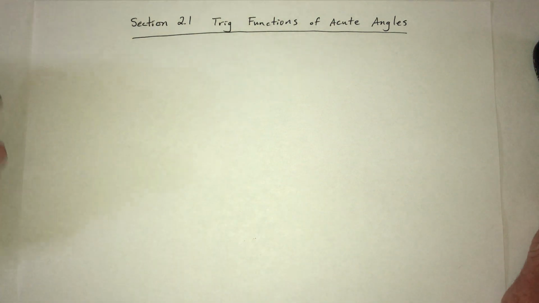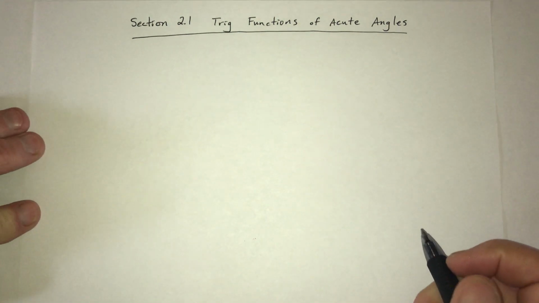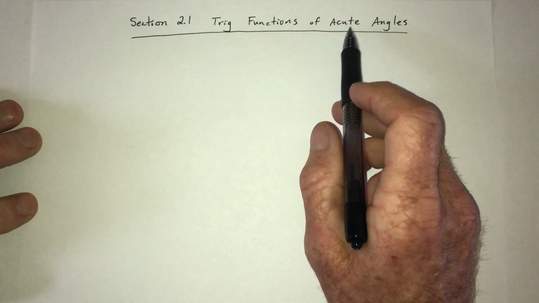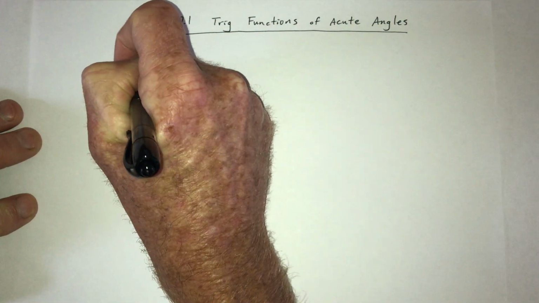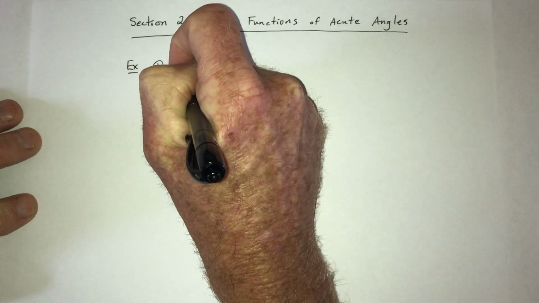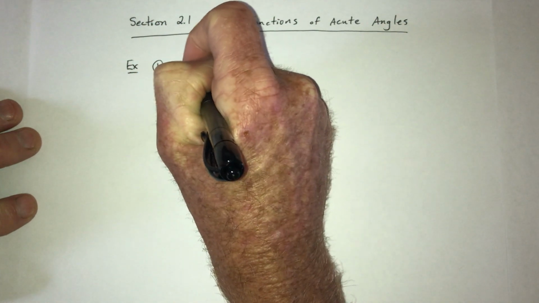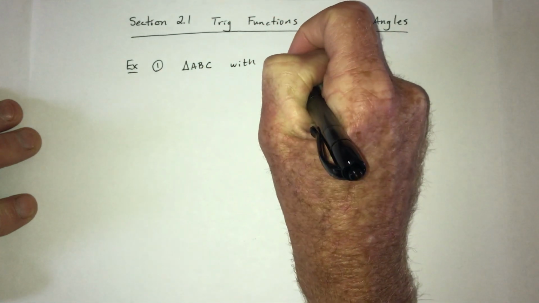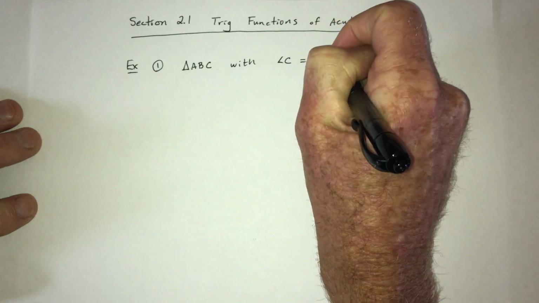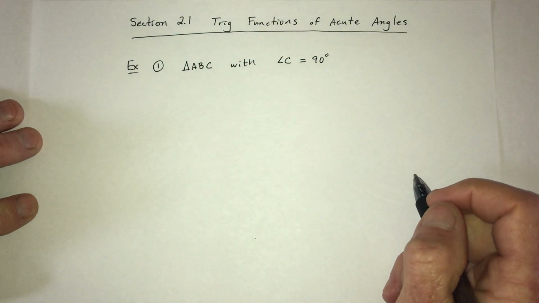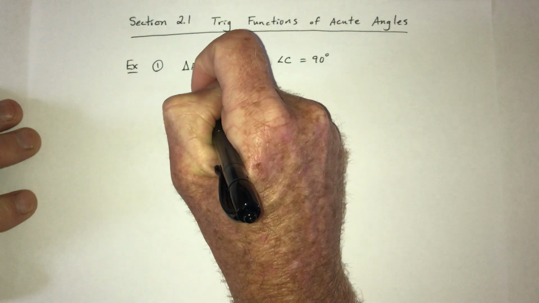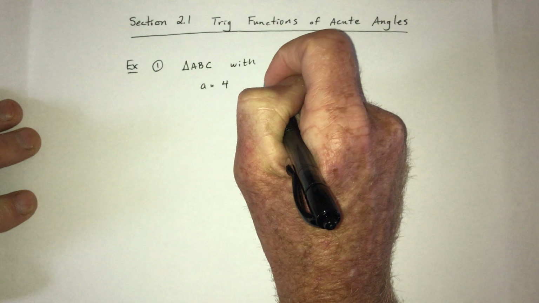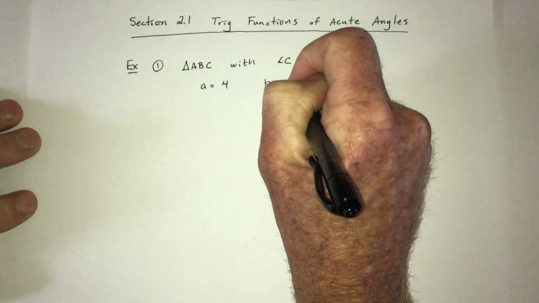Okay, then on to section 2.1, of course, trig functions. And you may remember acute angle, that means angles less than 90 degrees. So for example number 1, suppose that you have triangle ABC with angle C being the right angle. And then suppose that side A is equal to 4 and side B is equal to 8.